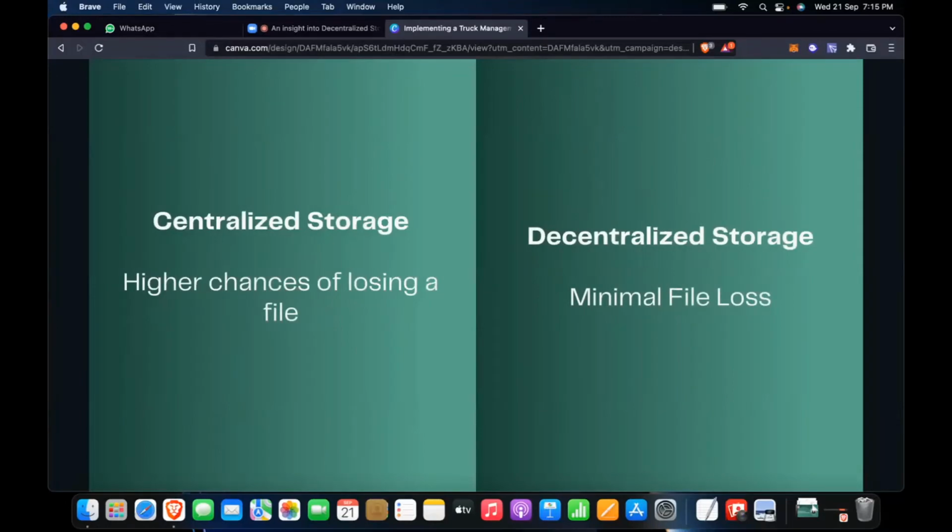In centralized storage, there are higher chances of losing your file. If any mishap happens, be it with the server room, be it the server, any technical glitch, all the files are lost and the recovery is next to impossible. On the other hand, in decentralized storage, as the files are stored in segments, there's only minimal file loss. The chances of losing a file decrease many folds in decentralized storage.